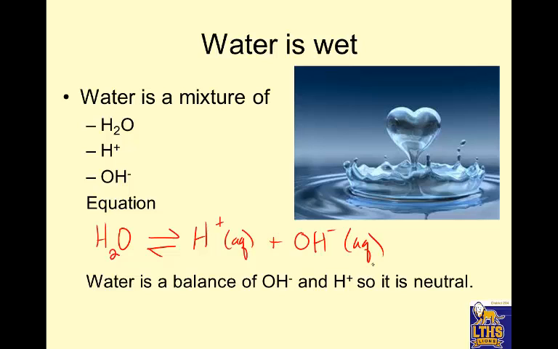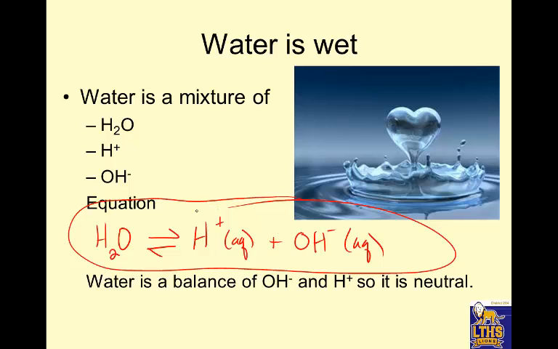Because water molecules are always hitting each other, sometimes when they hit, an H+ and an OH- form because it breaks the bond. So this is really what's in water. If water is neutral, anytime one of these breaks apart, you get one H+ and one OH-. So you have an equal number of those because they all come from water. It's a balance of H+ and OH-, which is why it's neutral. Equal amounts of the hydrogen ion and the hydroxide ion.